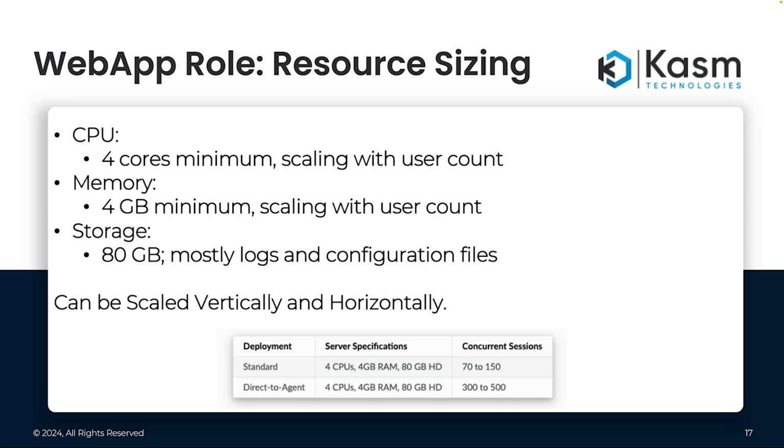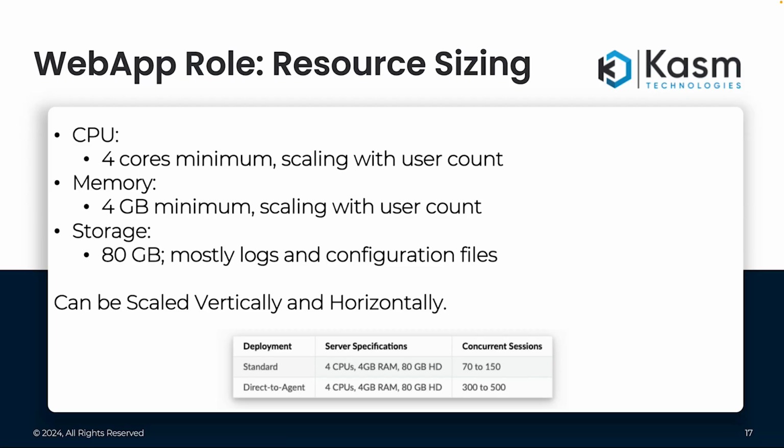So again, these web app roles can be scaled vertically and horizontally, however you want to construct it. But as you can see down here at the bottom, we have kind of 2 deployment types. Standard deployment, which is going back to our previous slide where we're talking about being a centralized communication hub, would be kind of our standard deployment method. So that's where all the traffic is routing through that web app role server. In that case, 4/8/80, right? And then, of course, that could handle somewhere in the neighborhood of 70 to 150 sessions.